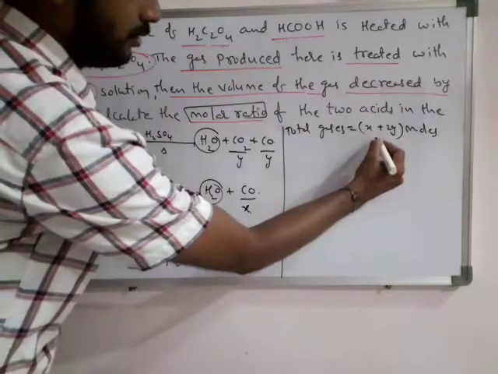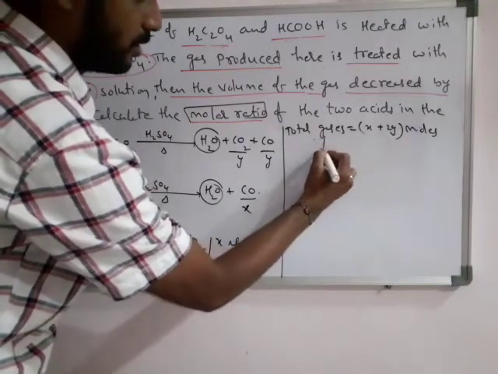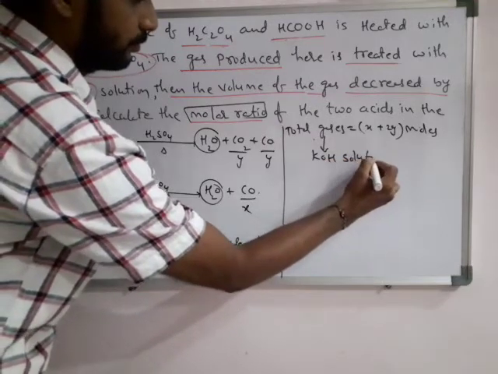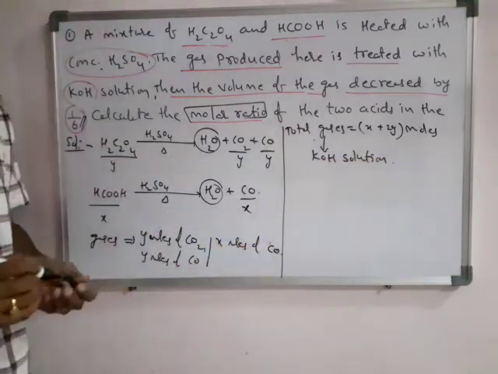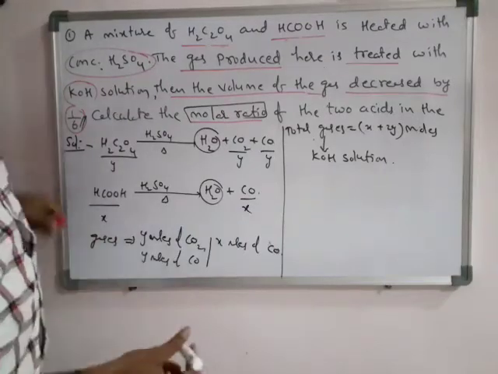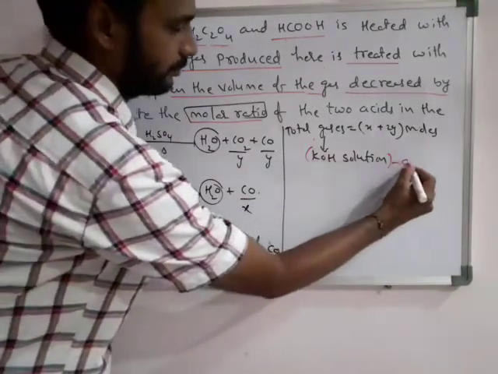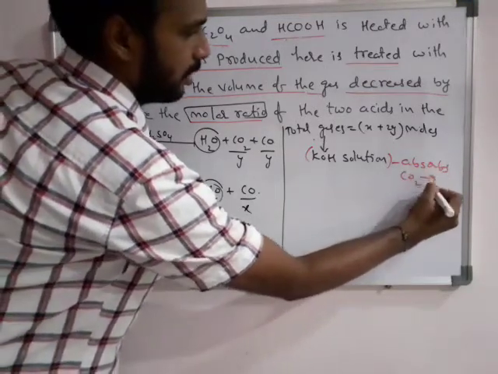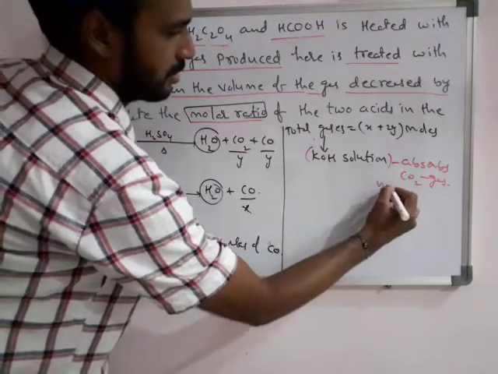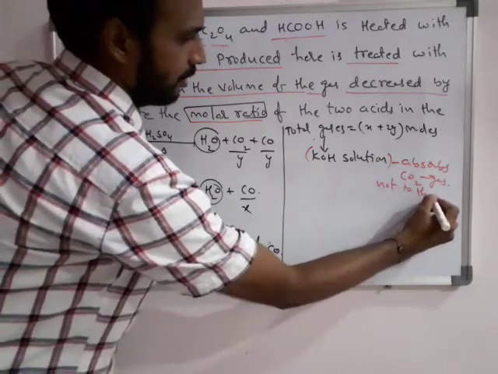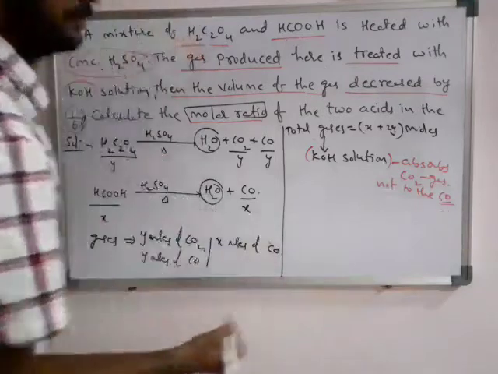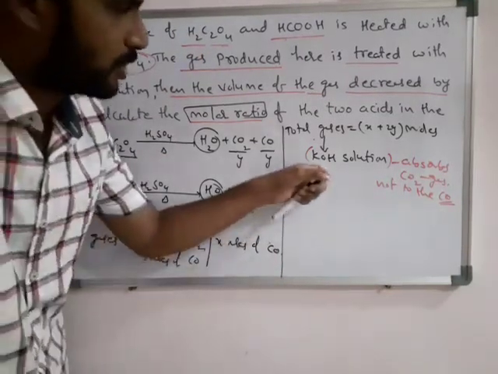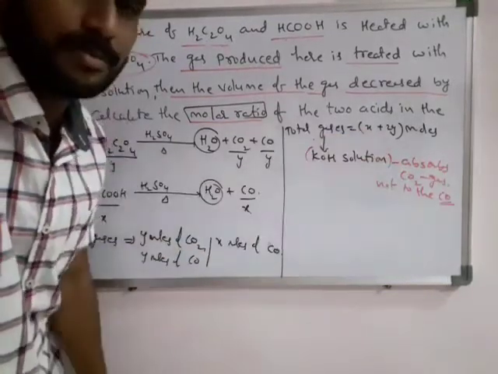So these total gases are passed through KOH solution. What is the characteristic of KOH solution? Generally it absorbs carbon dioxide gas, not carbon monoxide. Here carbon monoxide is not absorbed. Only the CO2 gas present in it is absorbed by the KOH solution.